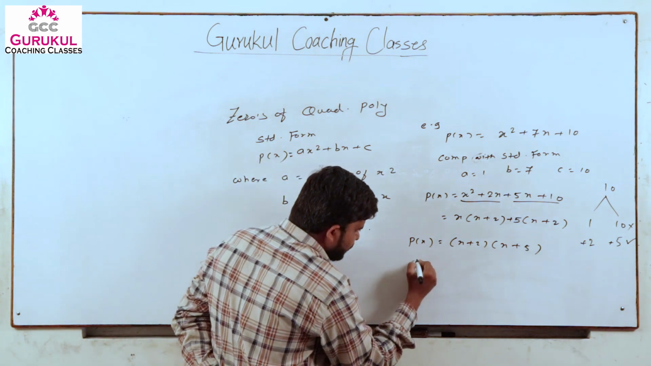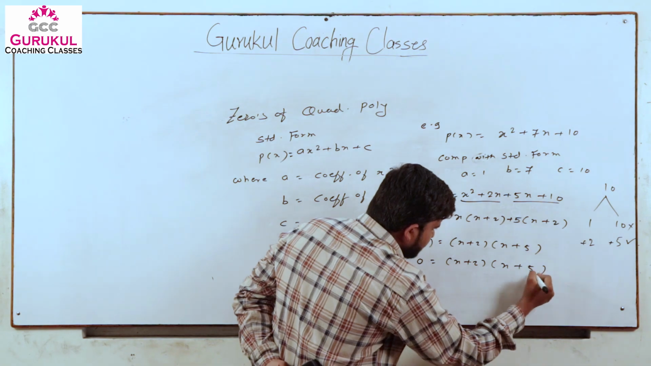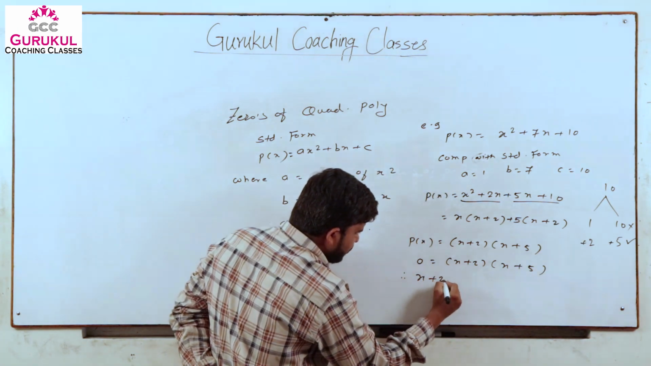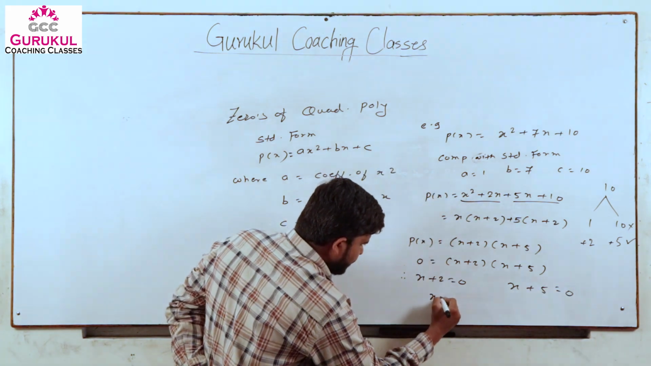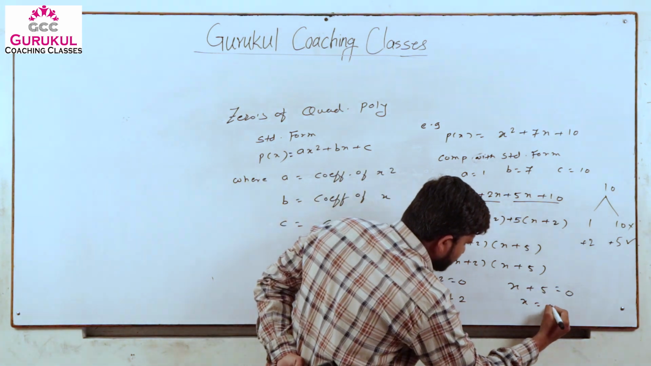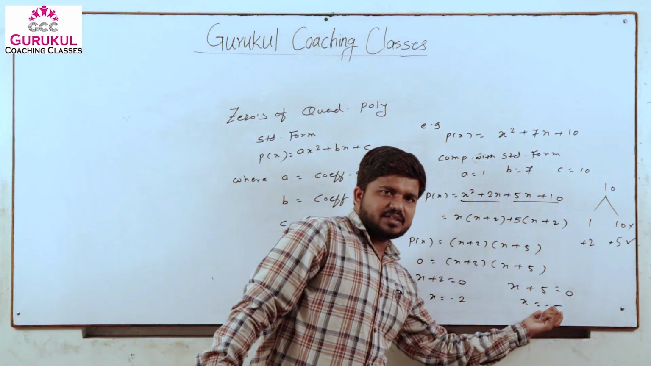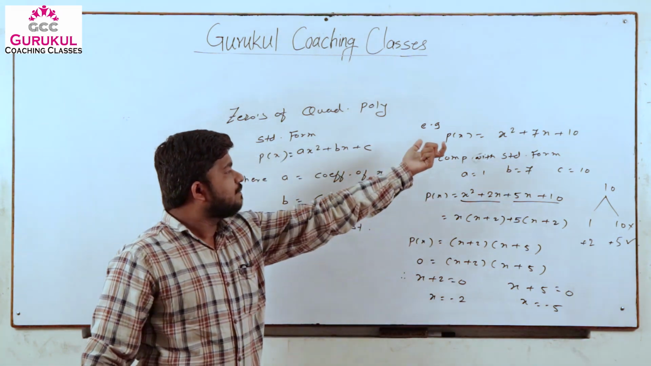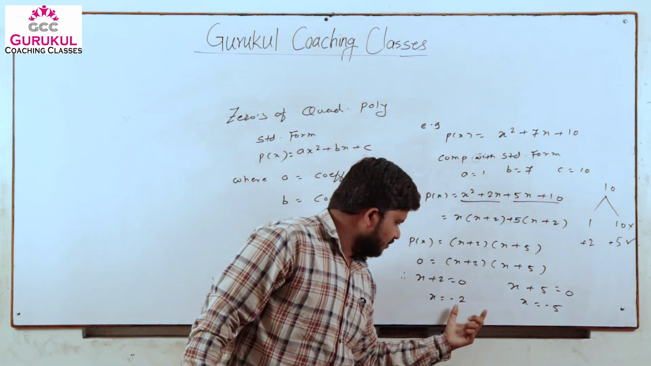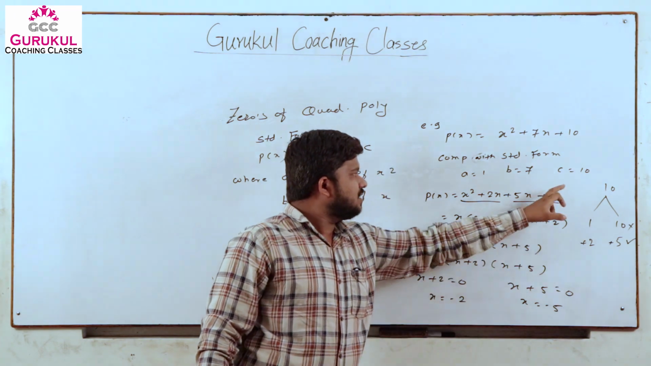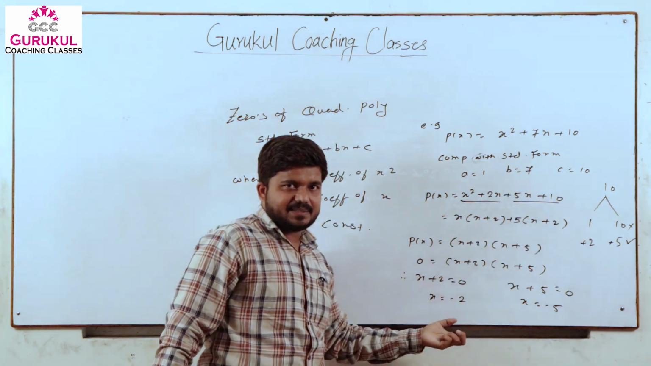We have to find zeros. So 0 is equal to x plus 2 times x plus 5. Therefore x plus 2 is equal to 0, x plus 5 is equal to 0. x equal to minus 2, x equal to minus 5. So x equal to minus 2 and x equal to minus 5 are zeros of the given polynomial. Minus 2 times minus 5, answer is plus 10. c is equal to last term plus 10, means your answer is correct.